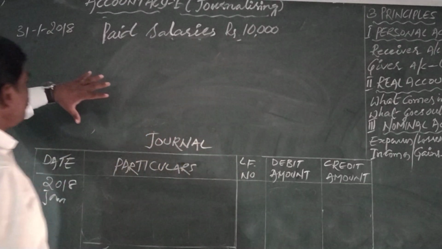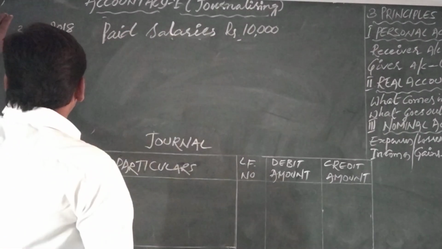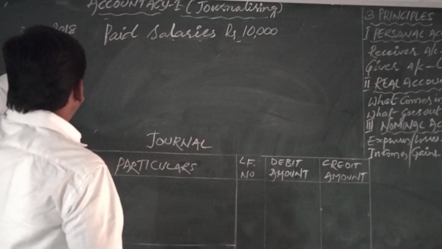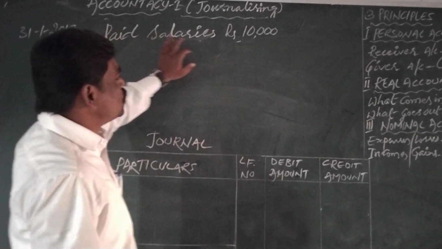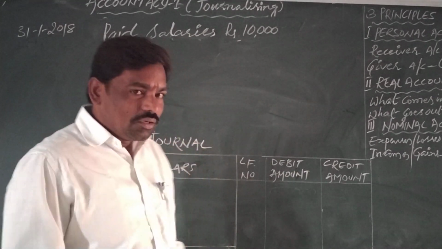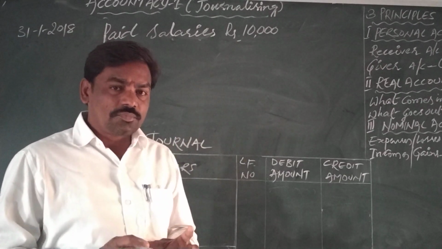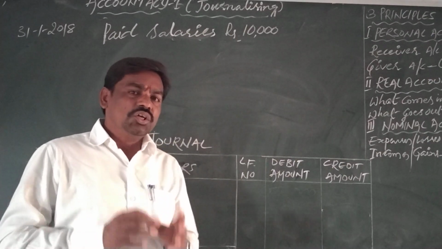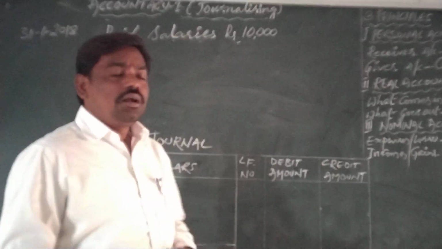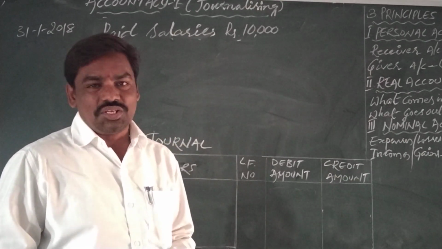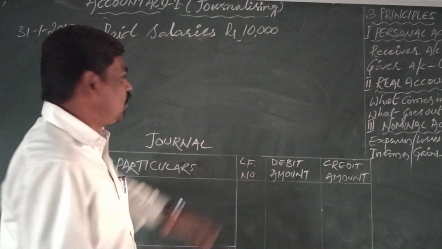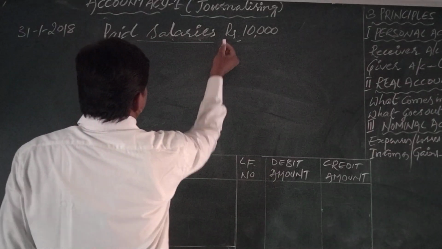Right, here we have been given one transaction, that is, on 31st of January 2018 paid salary is rupees 10,000. It is the accounting transaction. Here you know that as per the dual aspect concept we need to identify two aspects in the business transaction or accounting transaction. So if you observe this transaction, you will find simply one aspect, that is paid salaries.